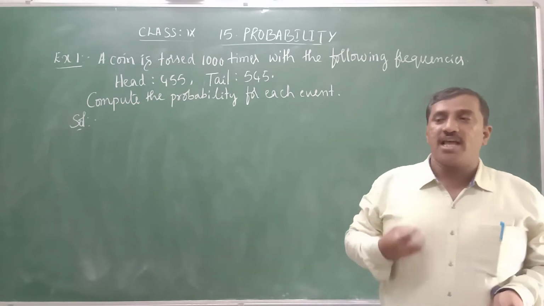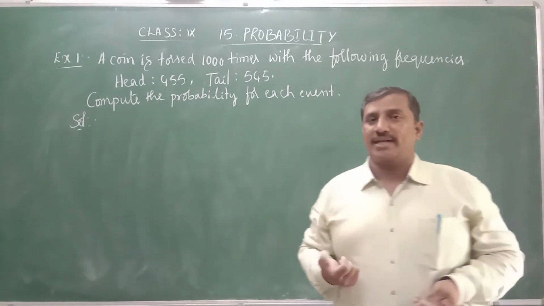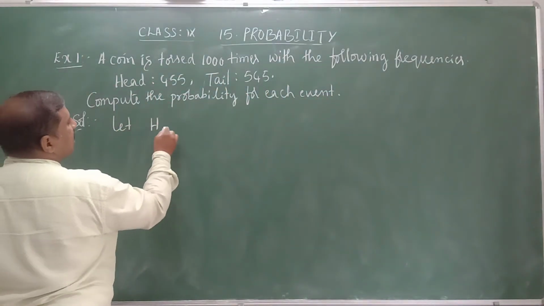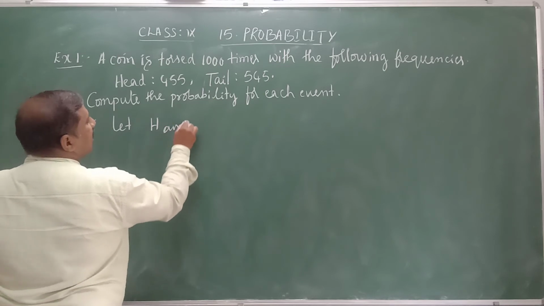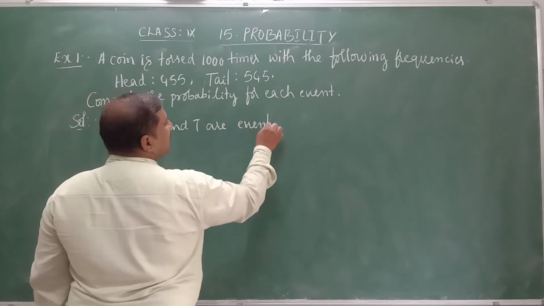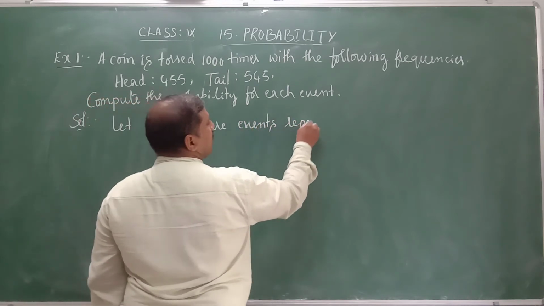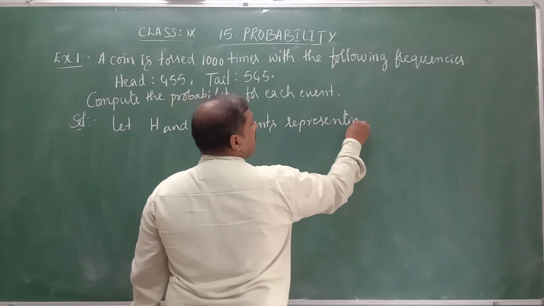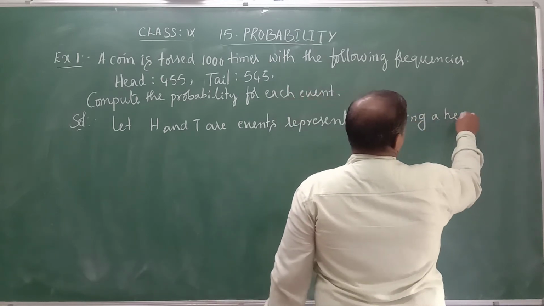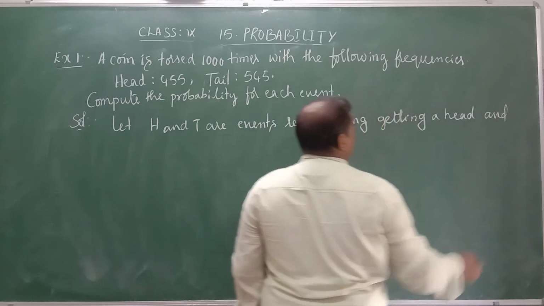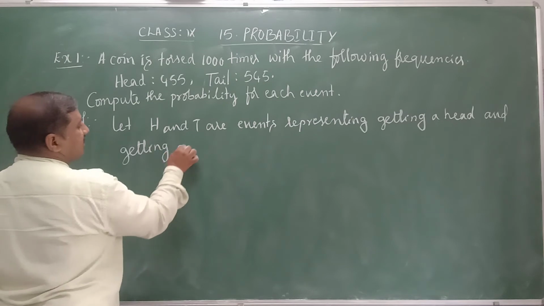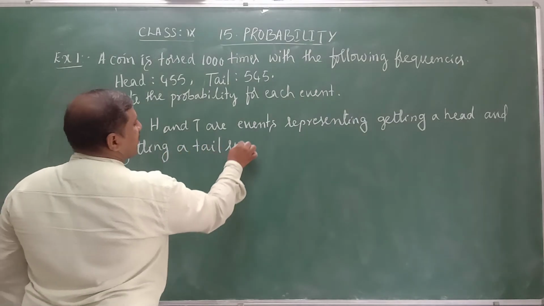Here two events are there. You represent those two events with two letters. Let H and T be events representing getting a head and getting a tail respectively.